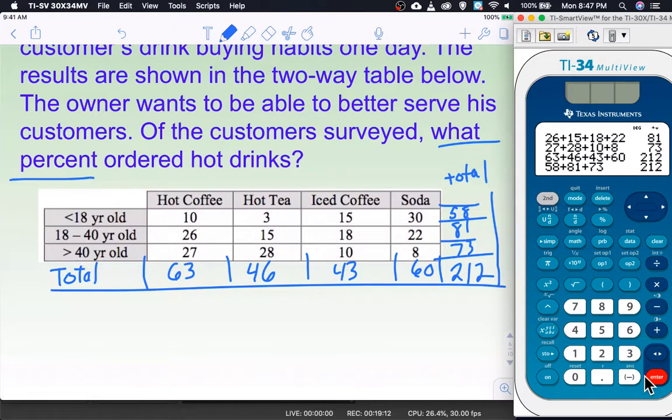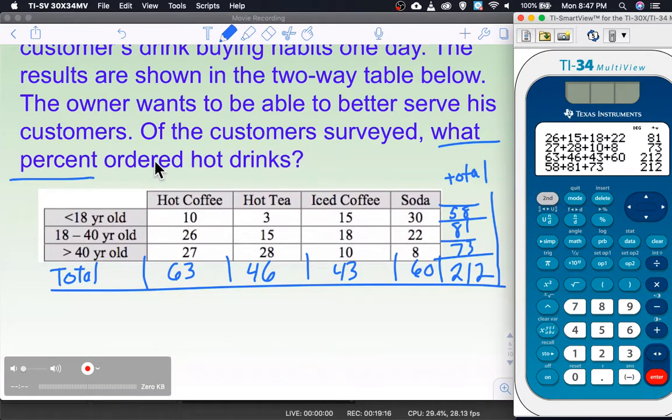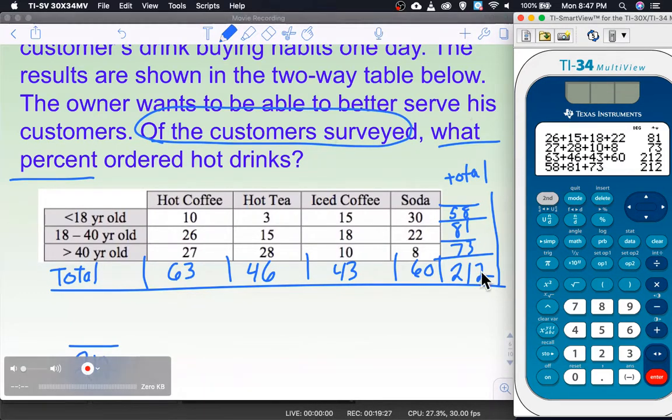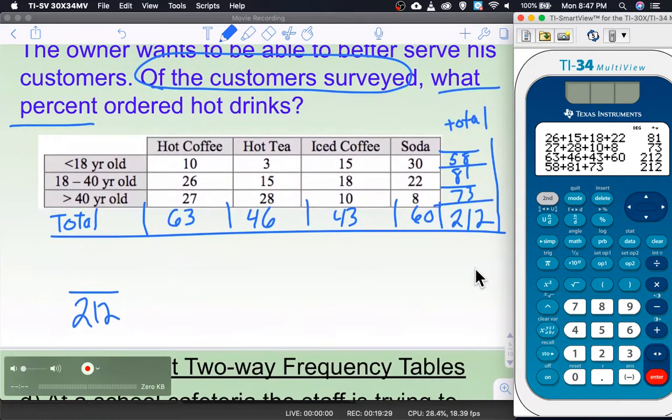Now, we didn't actually do all that for no reason. That actually is helpful because we want to know what percent of customers surveyed, which means of the customers surveyed, my total people in my fraction is that 212. Because of all the people surveyed, of all 212 people, what percent ordered hot drinks? Well, that's my total people.